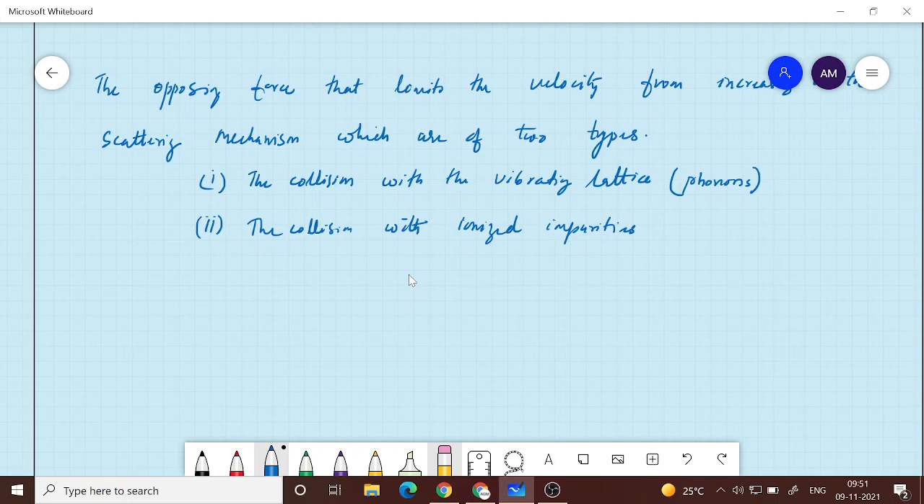They are basically interfering with the motion of the electron. They will not let the electrons continue to increase their speed, because after an electron reaches those impurity centers, it will be scattered off. So its direction may be reversed, and the particle will come back. So these are the two mechanisms: one is due to the phonons, the other is due to ionized impurities.